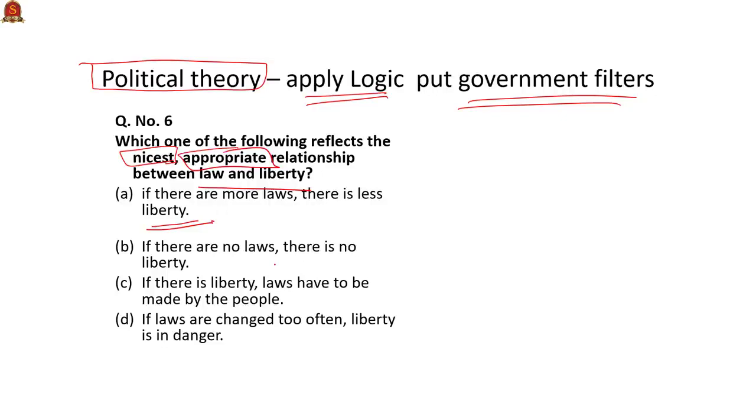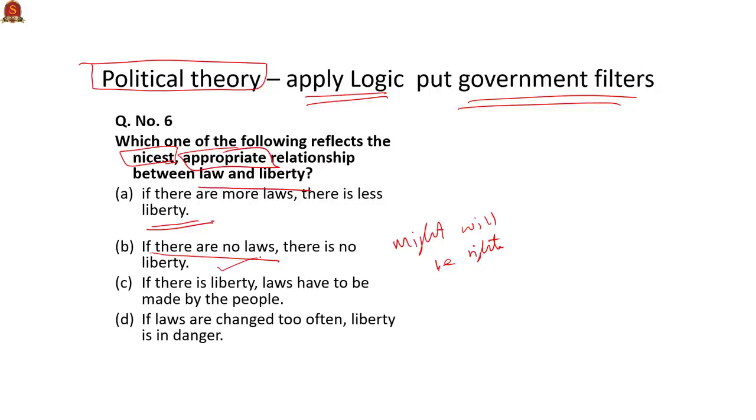If there are no laws, there is no liberty. What will happen if there is no law? Might will be right. Only those people who are stronger, who have enough money power and muscle power, will have the say, will have the liberty. The poor and the powerless will not be enjoying the liberty. So if there should be liberty for all, there should be law. So the statement that if there are no laws, there is no liberty is correct.